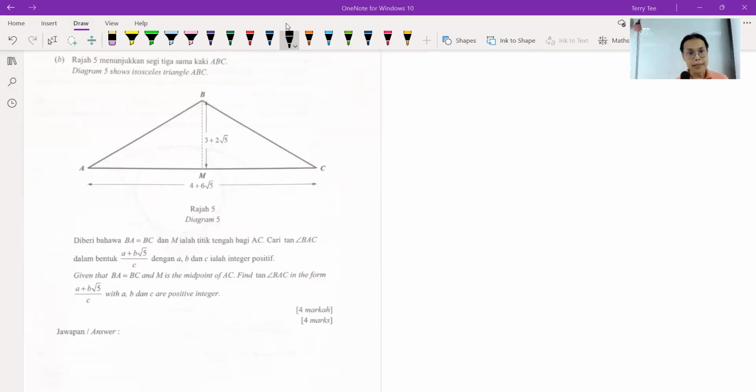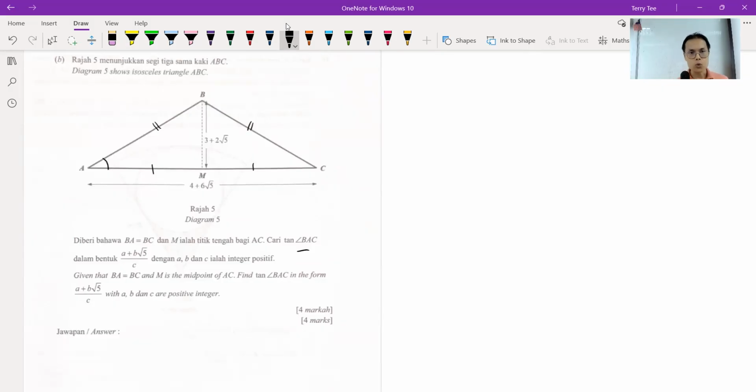Diberi bahawa BA equals BC. That means these two are isosceles, equal length. And M ialah titik tengah bagi AC. So these two must be equal length as well, right? Cari tangent BAC. Okay, tangent BAC means tangent BAM. You're looking for this angle.